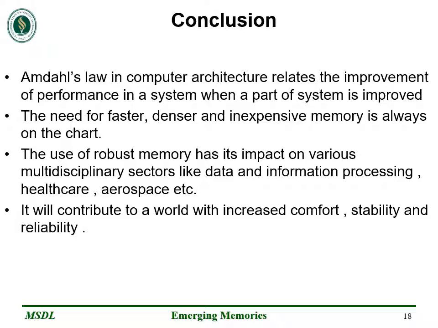As I've explained on the slides, the need for faster, denser, and inexpensive memory is always on the chart. The use of robust memory has its applications in cloud computing, healthcare, aerospace, information, data processing, and data science nowadays. The introduction of blockchain technology has enabled us to work towards faster computing systems. What will this help? It will help in contributing to a world with increased comfort, stability, and reliability, as has been the general trend. I hope you enjoyed my presentation.